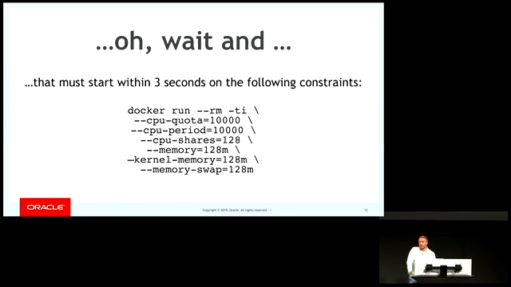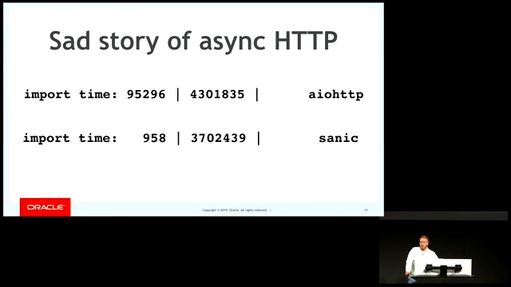As I told you, it's only 10% of the CPU and 128 megabytes of RAM, of swap, and kernel space. So the first thing we used was AIOHTTP, and it didn't work well. It took almost 4.3 seconds to start by itself. Then we decided, okay, we need another asynchronous framework.